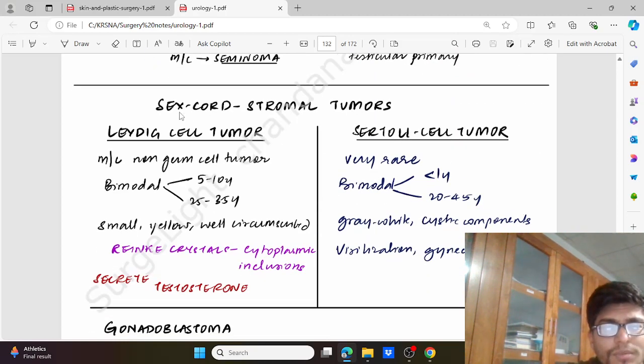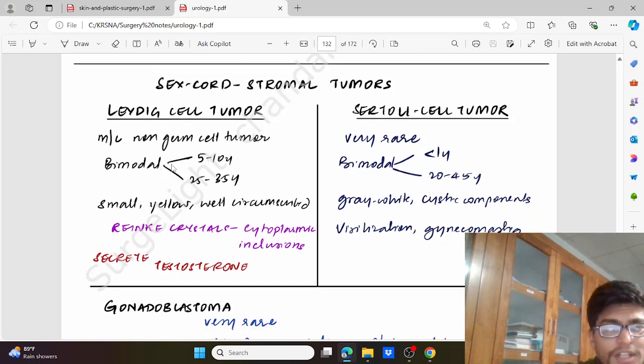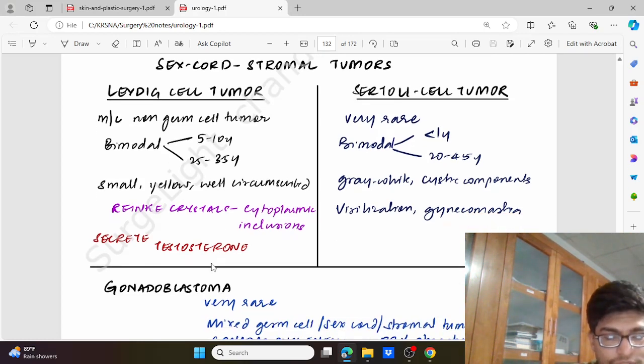Then the sex cord stromal tumor, that is Leydig cell tumor, which is the most common non-germ cell tumor with bimodal age group distribution. First in the 5 to 10 years age group, second in the 25 to 35 years age group. Small, yellow, well circumscribed tissue in the lesion. It has Reinke crystals, which are cytoplasmic inclusions, and these secrete testosterone.